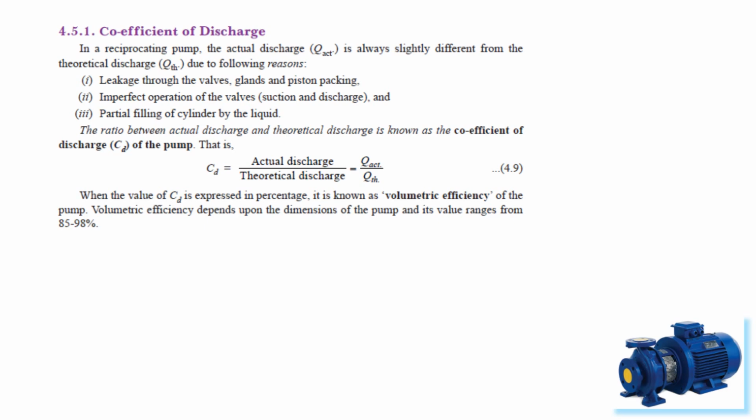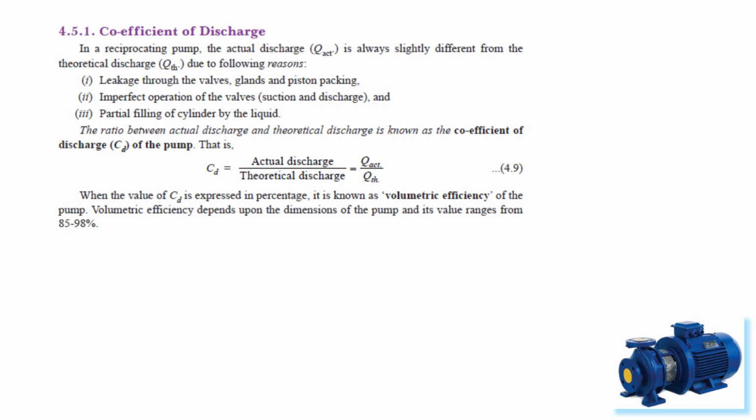Okay, so now we are going to discuss some parameters that we use in a reciprocating pump. The coefficient of discharge we have already studied in turbines also, right? Of course, there is a variation between actual discharge and theoretical discharge. It is due to leakage of valves, imperfect operation of valves, and partial filling of the cylinder. So CD is nothing but the ratio of actual discharge to theoretical discharge.